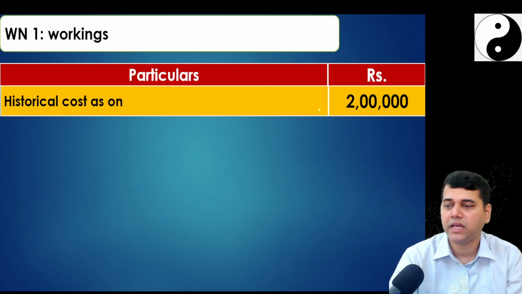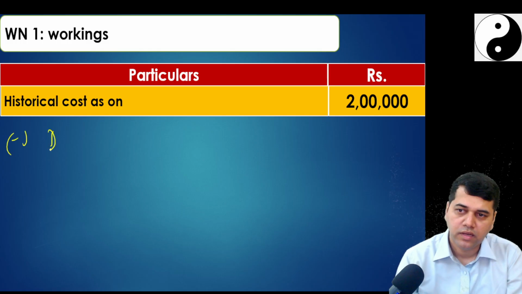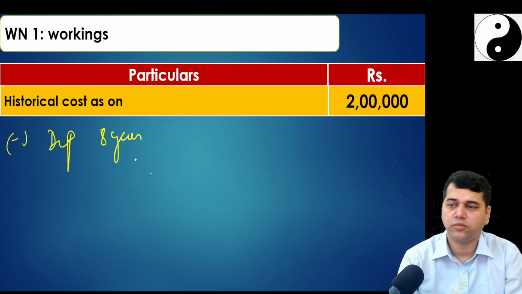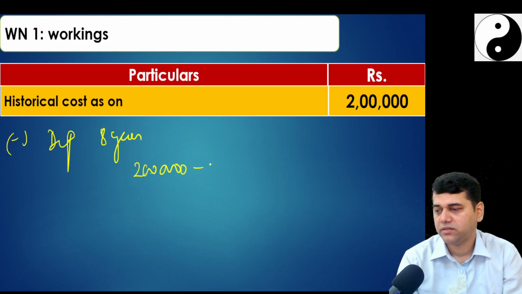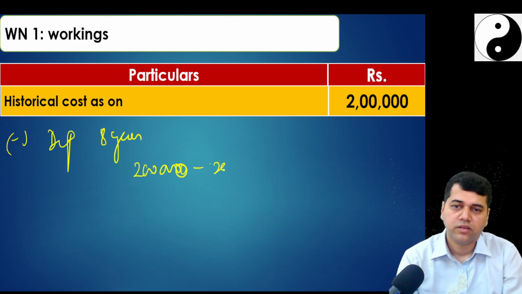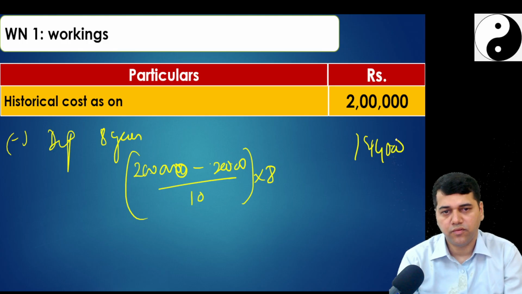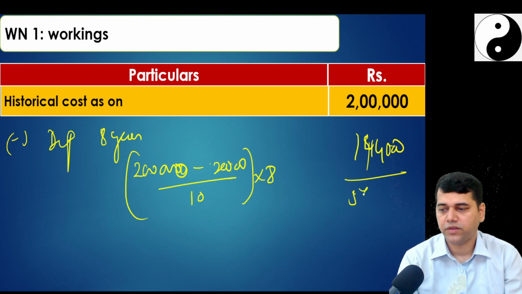Historical cost is 2 lakh. Less depreciation for 8 years. How much? Sorry, 2 lakhs 20,000 divided by 10, into 8, is 1 lakh 44,000. So the book value is 56,000.